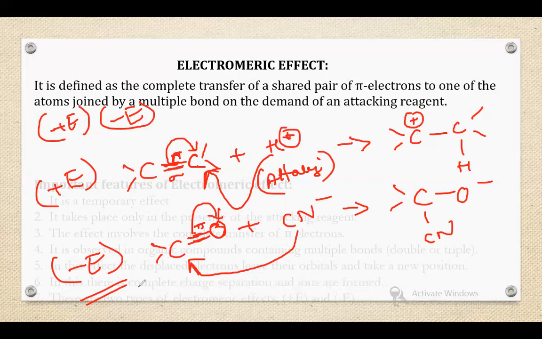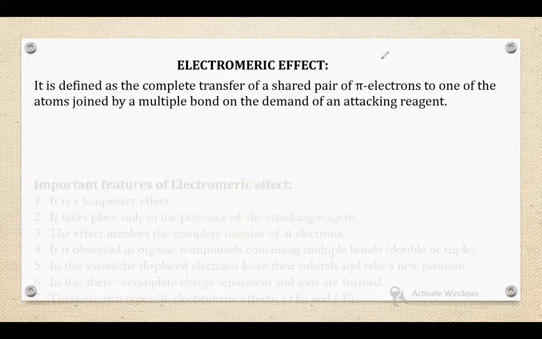Positive electromeric effect and negative electromeric effect. Are you getting it? So simple, easy to understand. Where the group is attached on the same group to which the pi bond is shifting, it is called the positive electromeric effect. Where the group is attached opposite to where the pi bond is shifted, it is called the negative electromeric effect. I hope you are getting it.